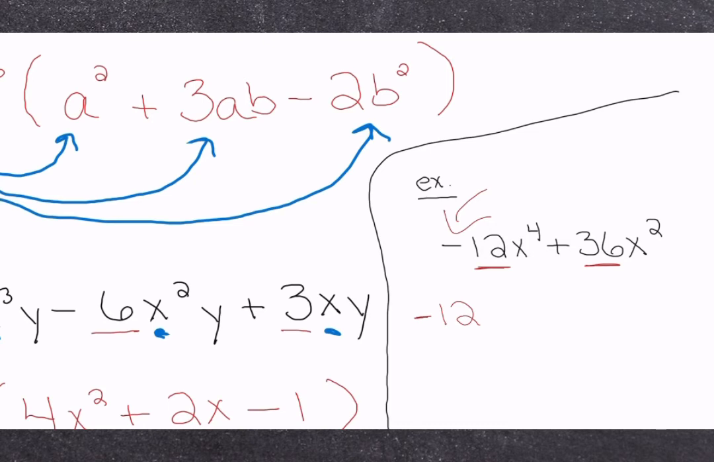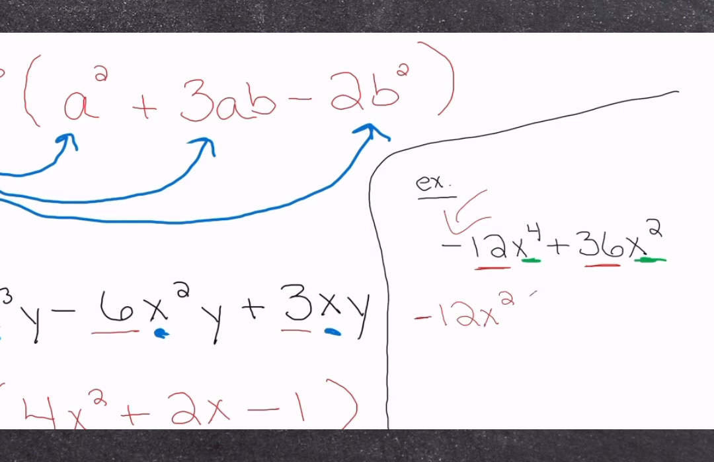Sorry about that. And then let's look at our variables. I have x to the fourth, x squared. They only have two x's in common. So this is my GCF, negative 12x squared.